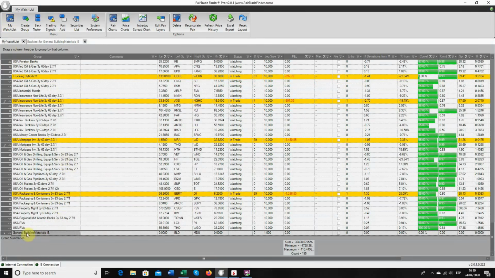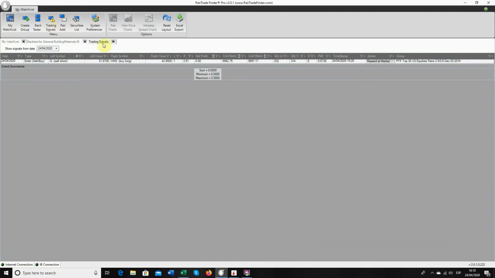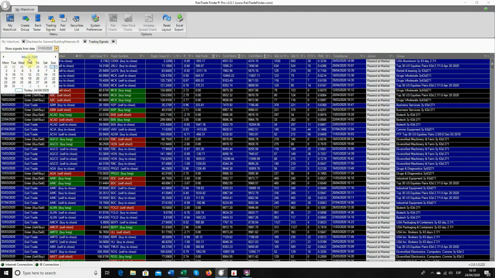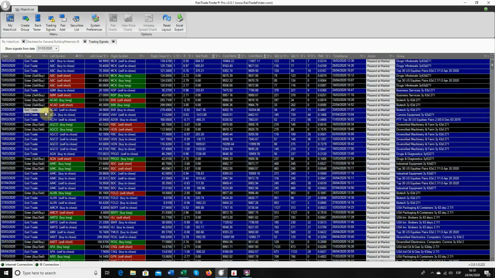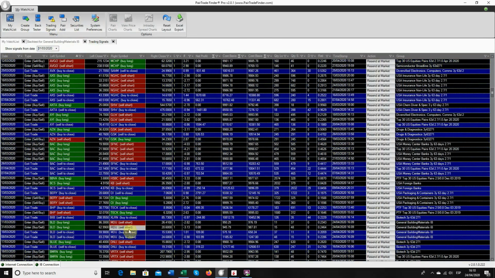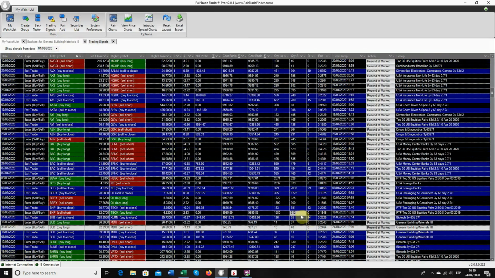So what do we need? We need a trading signal. Well, we don't have one. So for the purposes of demonstration, we're going to go into the Trading Signals tab. We're going to take this back to March 1st, and we're going to find an entry signal on that pair, BLD MDU. So here we are, BLD MDU. There was one on March 31st. So let's pretend that this had just happened.